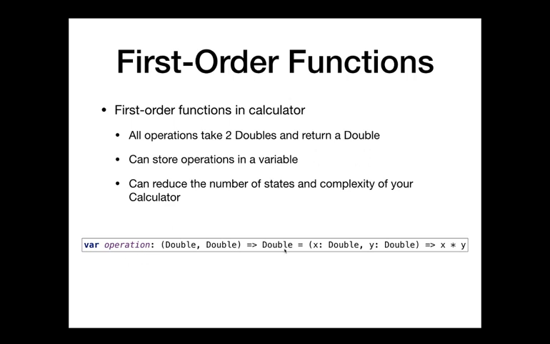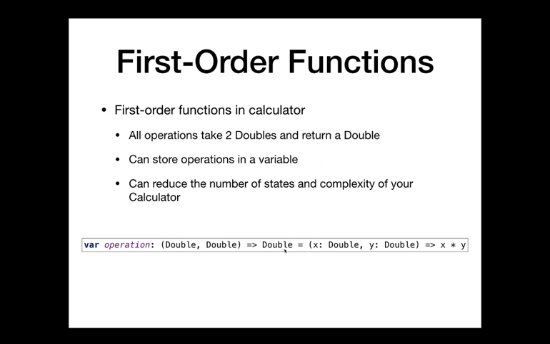And this is why there's no unary operators on the calculator. There's no factorial. There's no negate operators. There's none of those. Specifically so you can do this. You can take that binary operator that takes two doubles and returns a double. They're all in the same format. And store that in a variable as part of the state of your calculator.